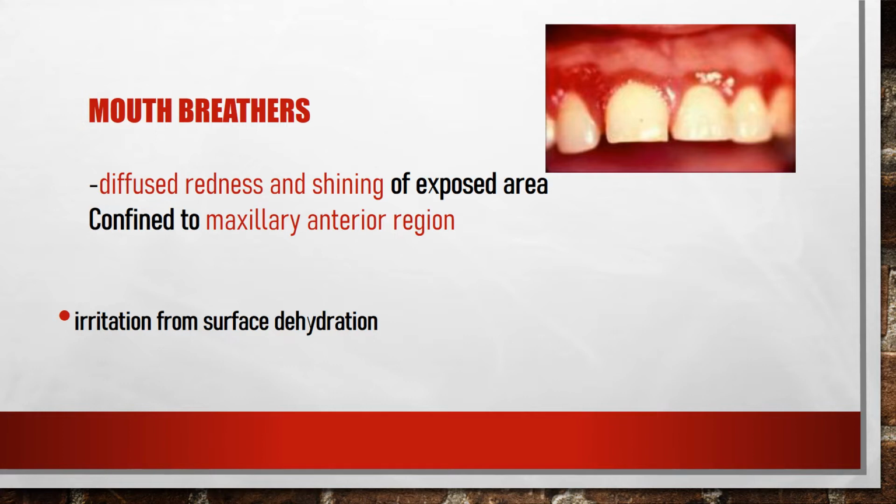Then comes the gingival enlargement seen in mouth breathers. This is also a type of chronic inflammatory gingival enlargement. You can see in this picture diffuse redness and shining of the exposed area in mouth breathing patients. These anterior regions especially are exposed to the outer environment, so they get dried easily. We can see diffuse redness and shining of the exposed area, mostly confined to the maxillary anterior region, and irritation from surface dehydration.